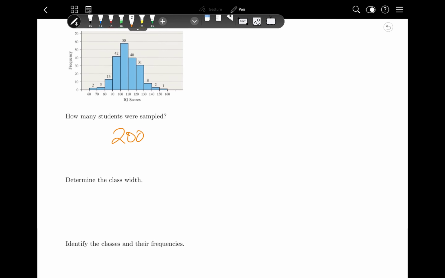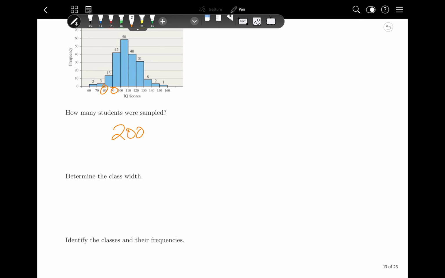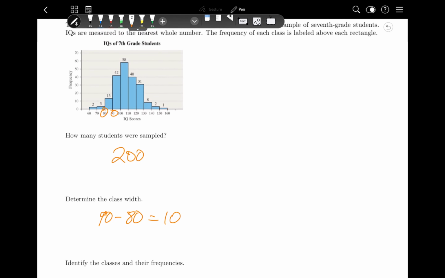Determine the class width. We just subtract consecutive lower class limits, so you can pick any ones you want. So 90 minus 80, they just have to be next to each other. So the class width is 10. Identify the classes and their frequencies.